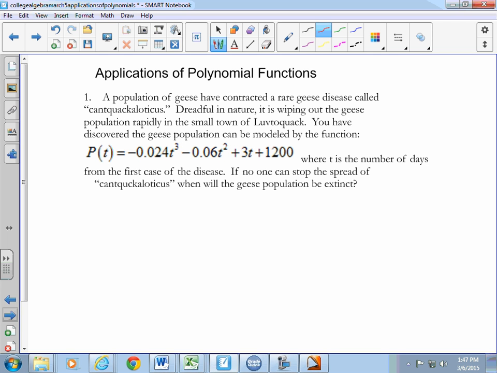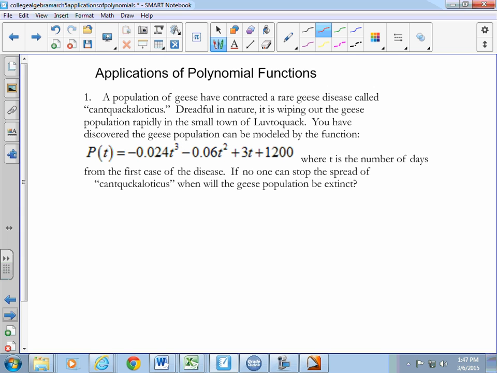You've discovered the geese population can be modeled by this function, where T is the number of days from the first case of the disease. If no one can stop the spread of quackalauticus, when will the geese population be extinct? I guess it kills them.